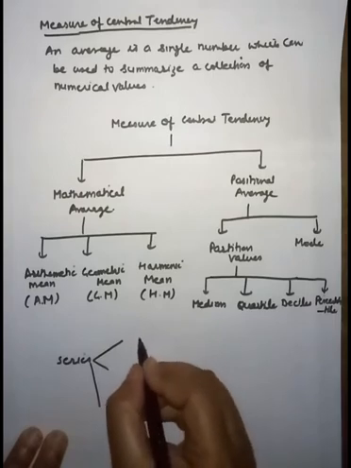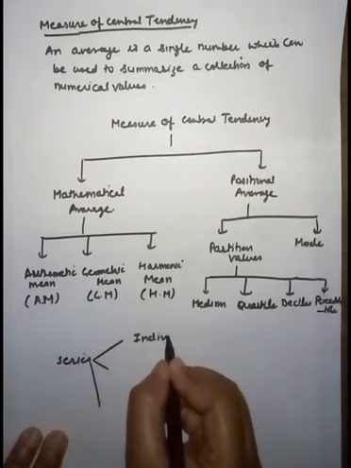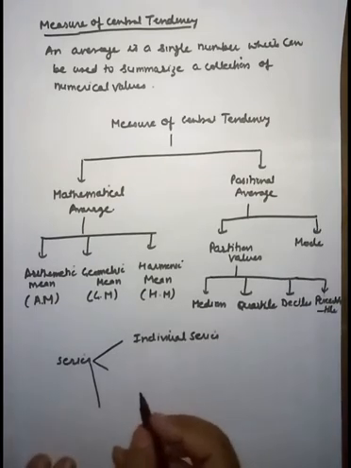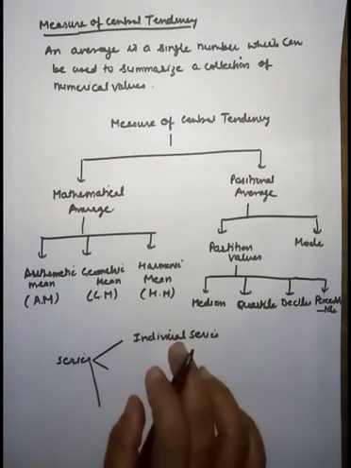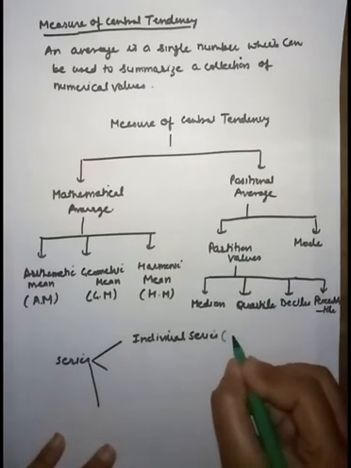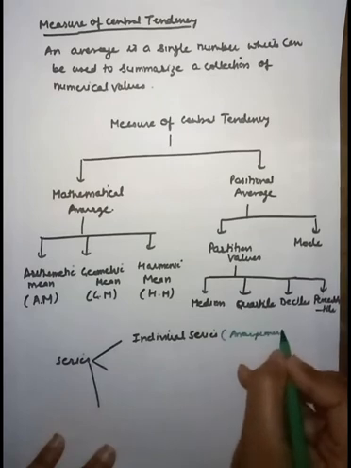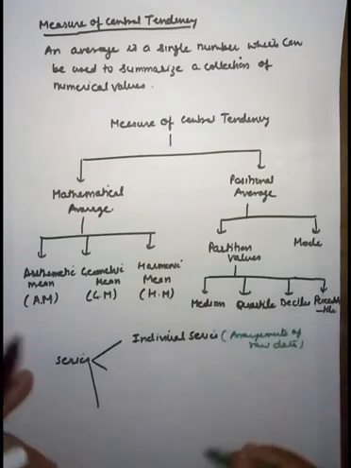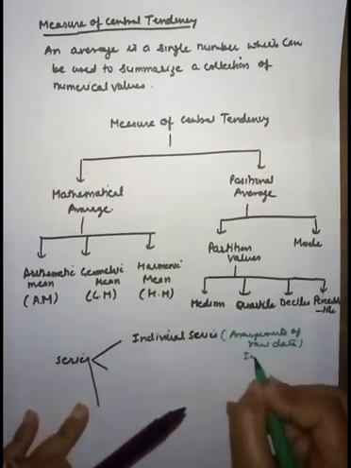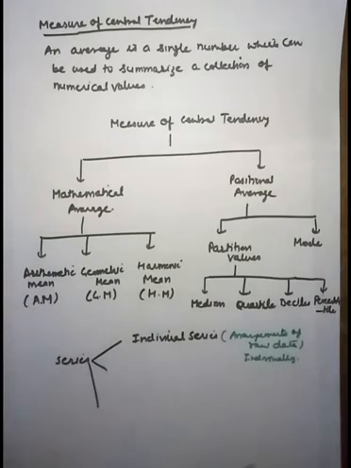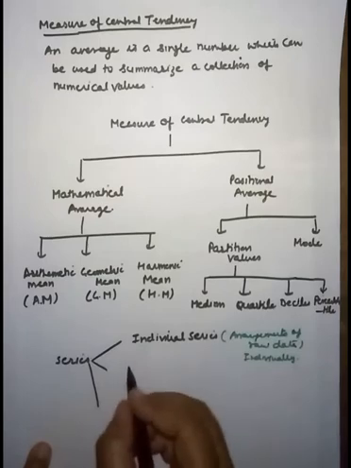First one is individual series. Individual series means you have to take the arrangement of raw data, arrangement of raw data individually. Right? And second one is discrete series.